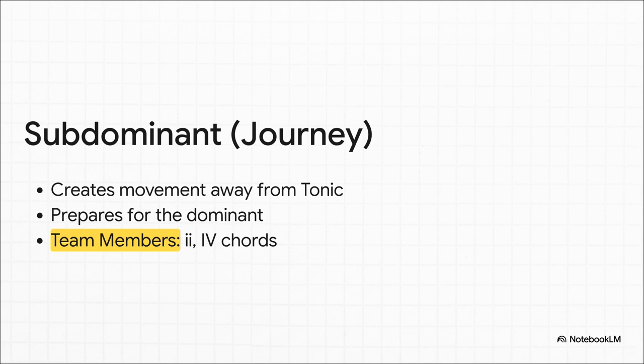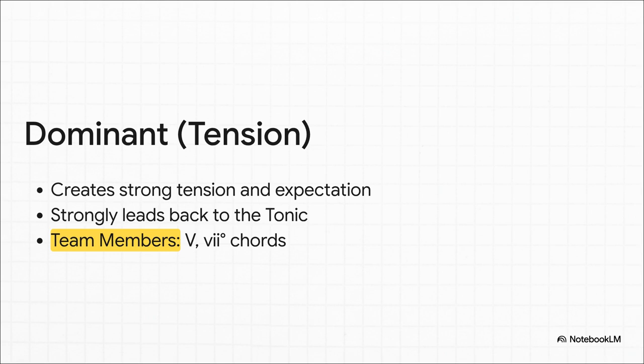the II chords. And finally, we have the dominant function, the tension team. The job of these chords is to create a powerful feeling of suspense, of expectation. It is the musical cliffhanger at the end of a TV episode that makes you have to see what happens next. It's got this incredibly strong magnetic pull that just screams, "Go back home," to the tonic. This job is handled mostly by the V chord, but that special chord on the 7th degree can do it too.